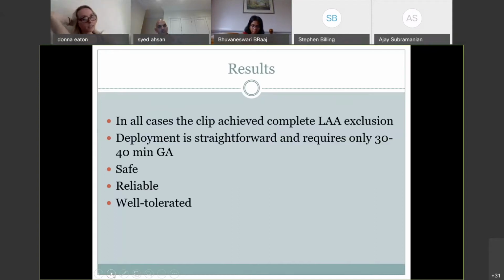It achieved complete occlusion in all cases. We check it with a TOE after the procedure. The deployment is very straightforward. It takes 30 to 40 minutes to do the whole procedure.